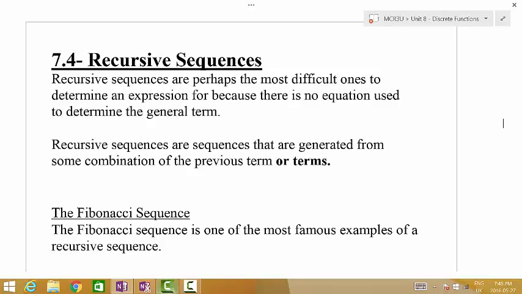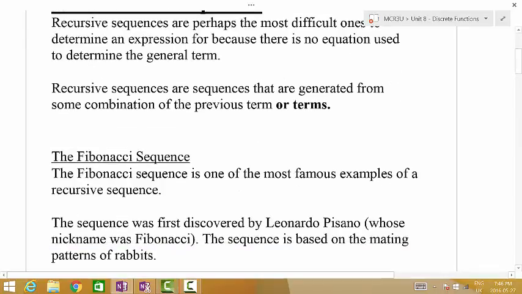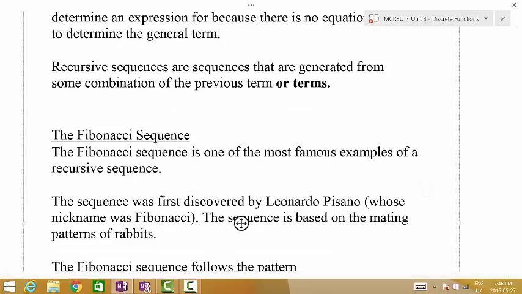For these recursive sequences, if a term has something to do with the two terms before it, we need to know what those two terms are in order to figure out the one we're looking for. So there isn't a general formula. We need to find every single term in the sequence to figure out what it is we're looking for. So the first one that we're going to look at is what we call the Fibonacci sequence.